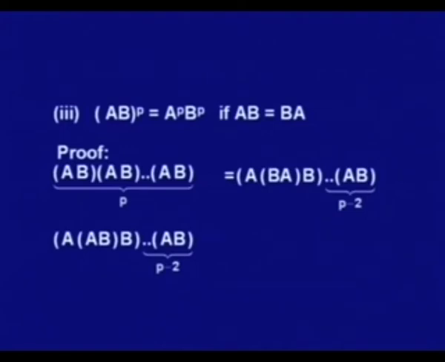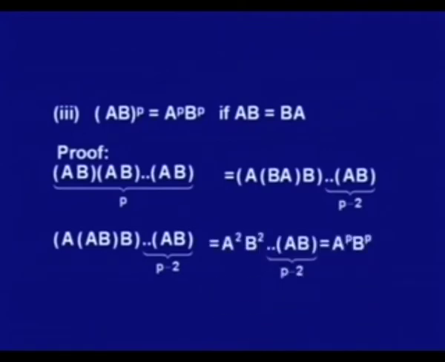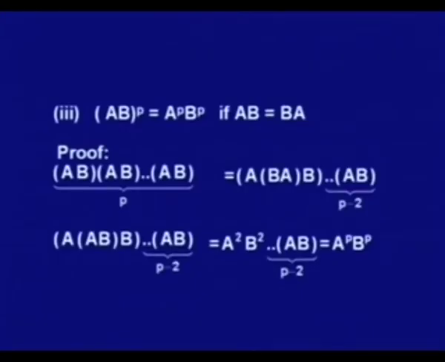Then since matrix multiplication is commutative, that is what I have assumed here, I can write down this BA as AB, and this gives me the result as A square B square. So this is written as A square B square, and for the rest of the p minus 2 terms, same thing can be applied, and finally what we have is A^p multiplied by B^p.